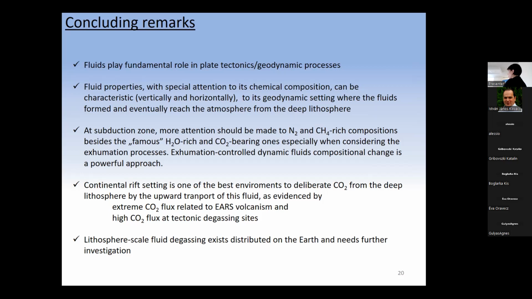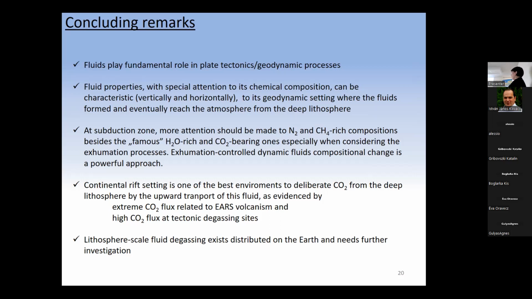As for subduction zones, more attention should be paid to nitrogen- and methane-rich compositions, besides the famous fluid components like water and CO2. Of course, we shouldn't neglect them, but we should add the nitrogen and the methane coming from deeper parts, with more attention when considering the exhumation process. And I'd like to highlight again, the exhumation-controlled dynamic fluid compositional change is a powerful approach. So I think this is an approach we should continue with and move on with.